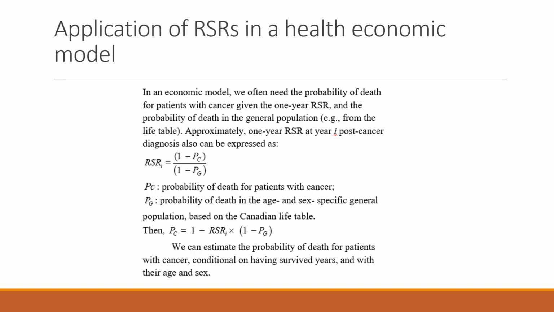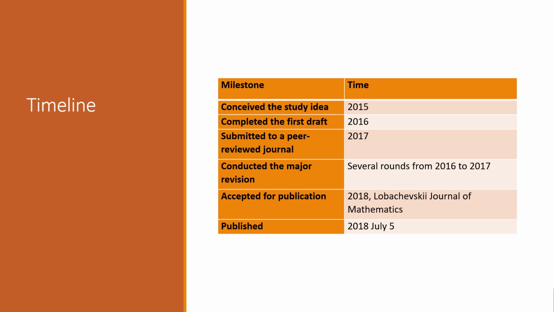Application of relative survival ratios in a health economic model. We can estimate the probability of death for patients with cancer, conditional on having survived years, and with their age and sex. Here is the timeline of this article.